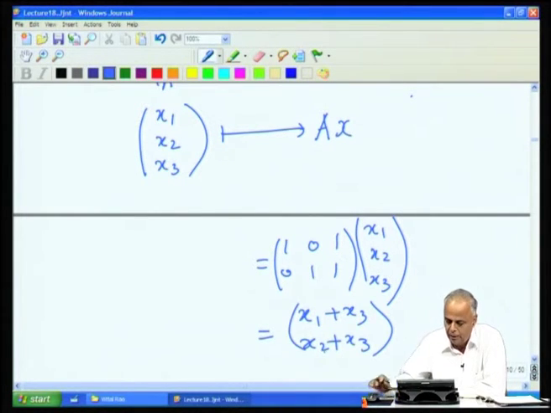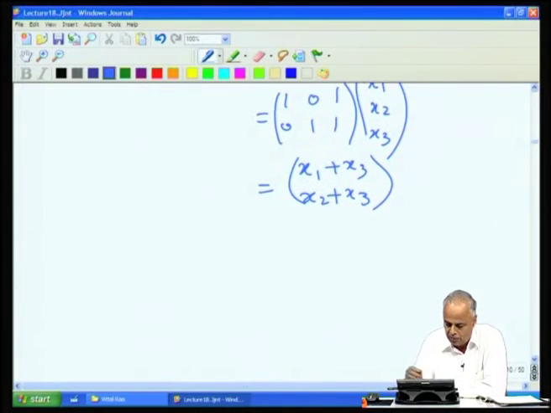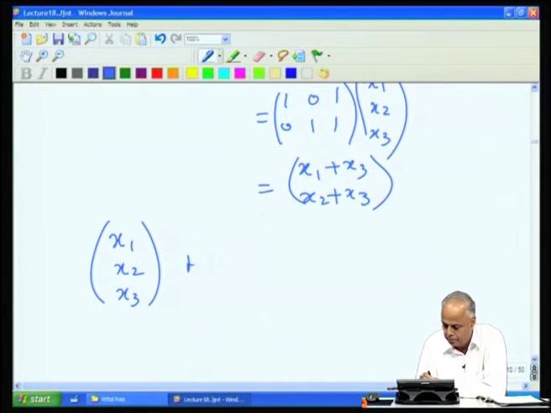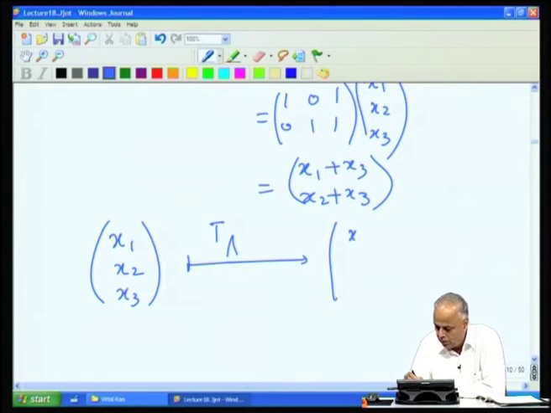So, this matrix induces this transformation TA, which takes the vector x1 x2 x3 to x1 plus x3, x2 plus x3.